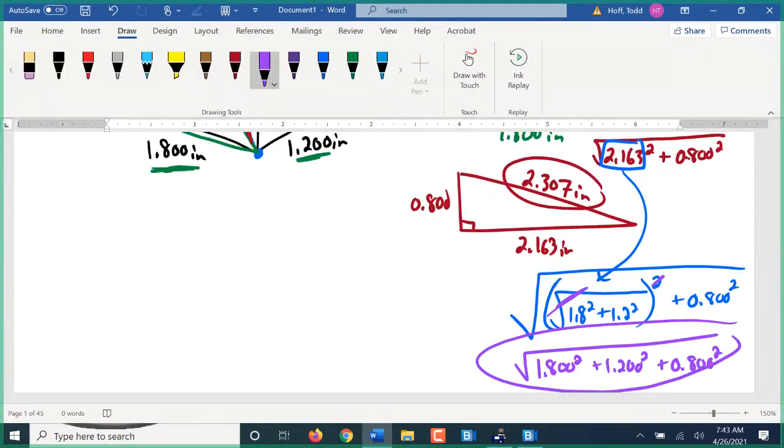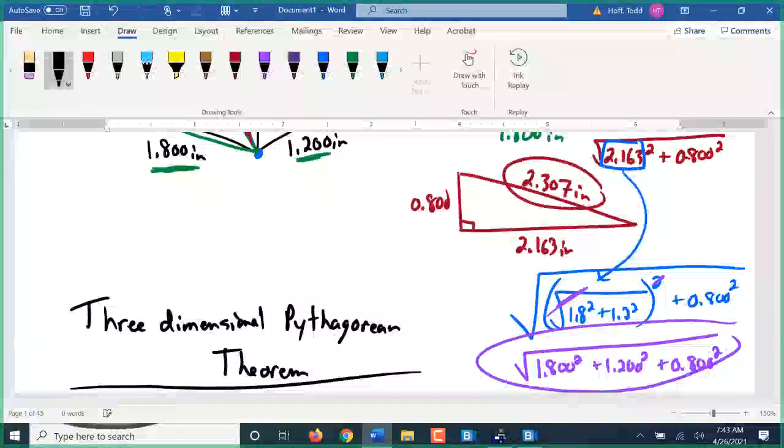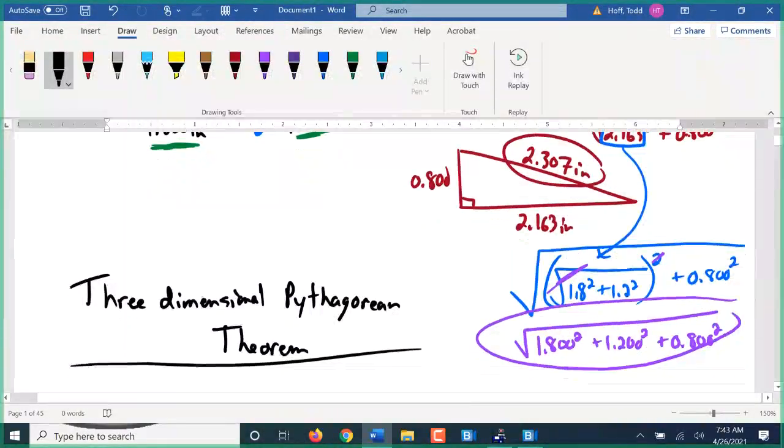This is called the three-dimensional Pythagorean theorem. Whenever we have a box, so that we have three sides that are all perpendicular to each other, to find that corner to corner distance, we can always just do that.